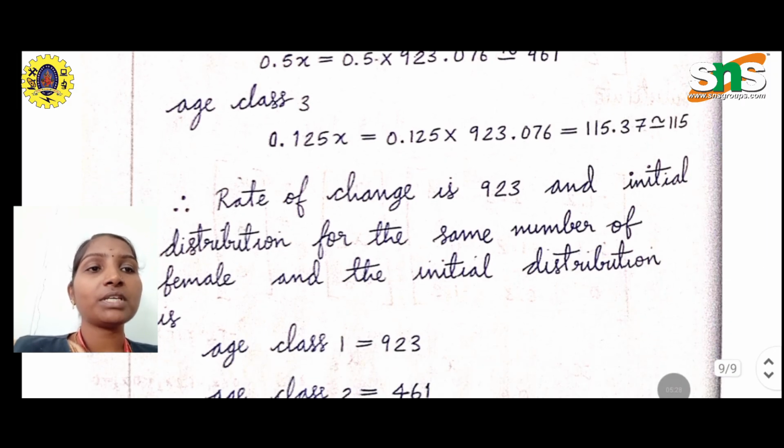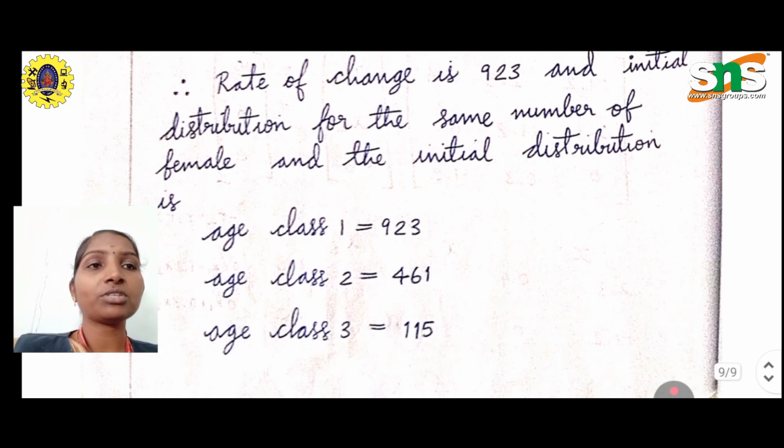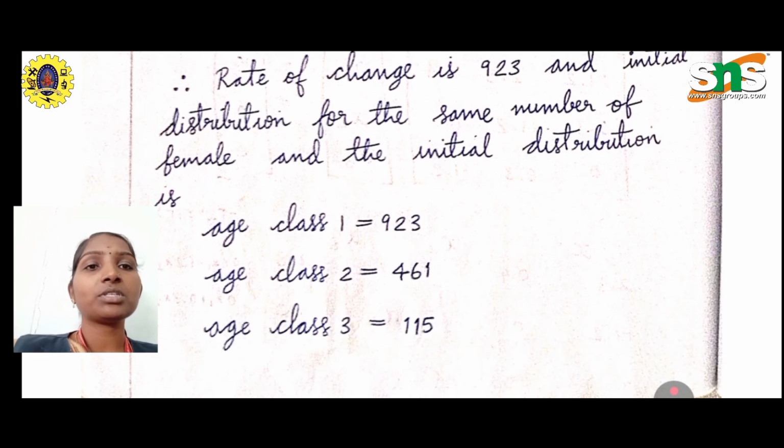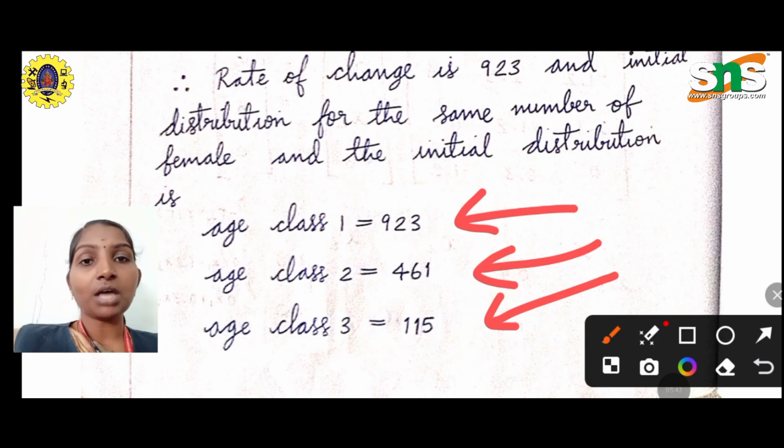So the initial distribution for the same proportion of females is given by 923 in age class 1, 461 in age class 2 and 115 in age class 3. So this is how we complete a problem on the Leslie matrix, and this is an application and implementation of eigenvalues and eigenvectors. Thank you.